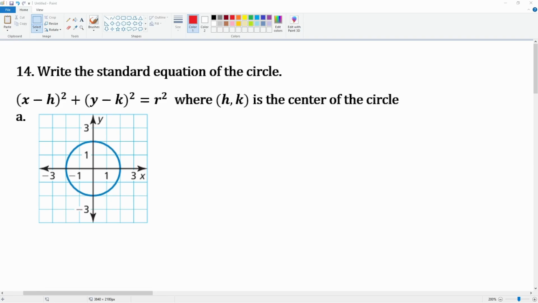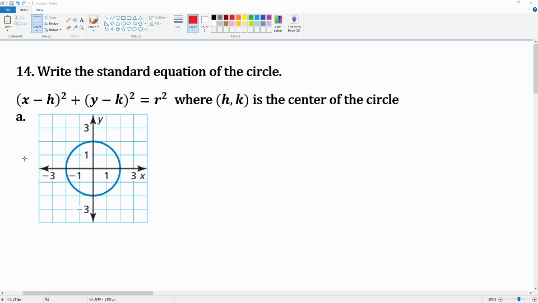All right. So question 14 asks us to basically write the equation of a circle. Every single circle is basically in this format that is actually given to you right now. The equation is x minus h squared plus y minus k squared is equal to r squared. h and k are the center of the circle. r is the radius.